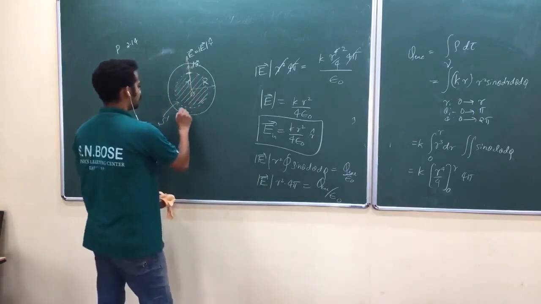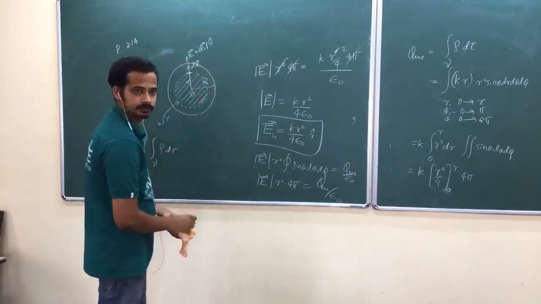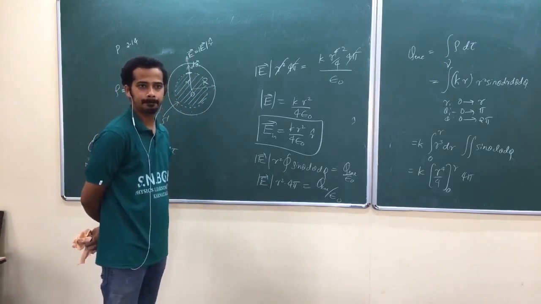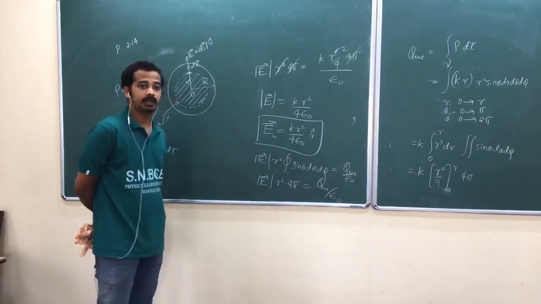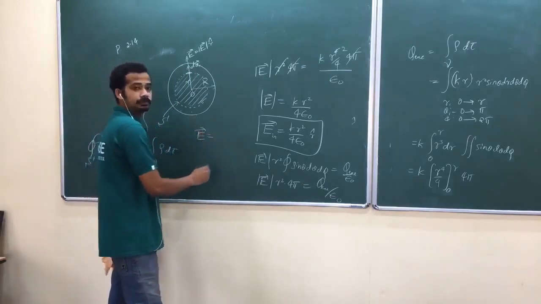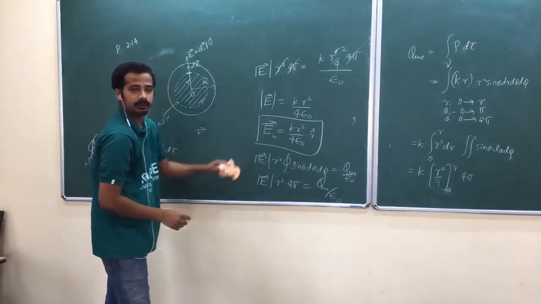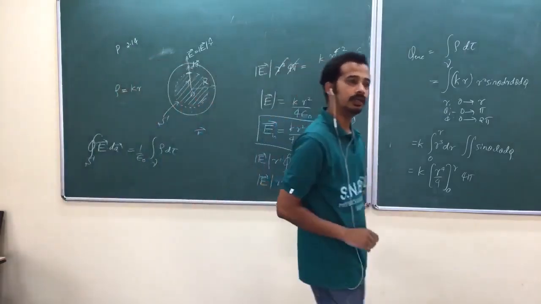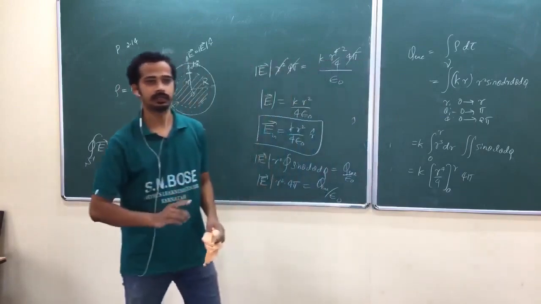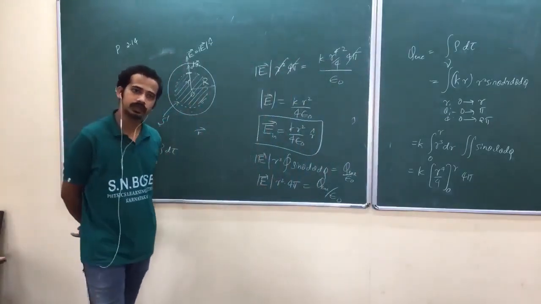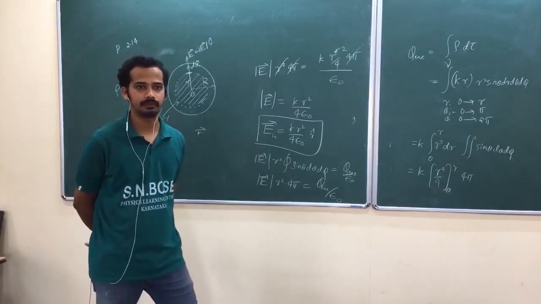Yeah, there will be charges here. But look, ultimately everything comes from the superposition principle. You can find the electric field due to outside charge, and you can find it due to the inside charge. You can find the net flux due to outside charge and the net flux due to inside charges. Net flux due to outside charge is always 0 for any closed surface.